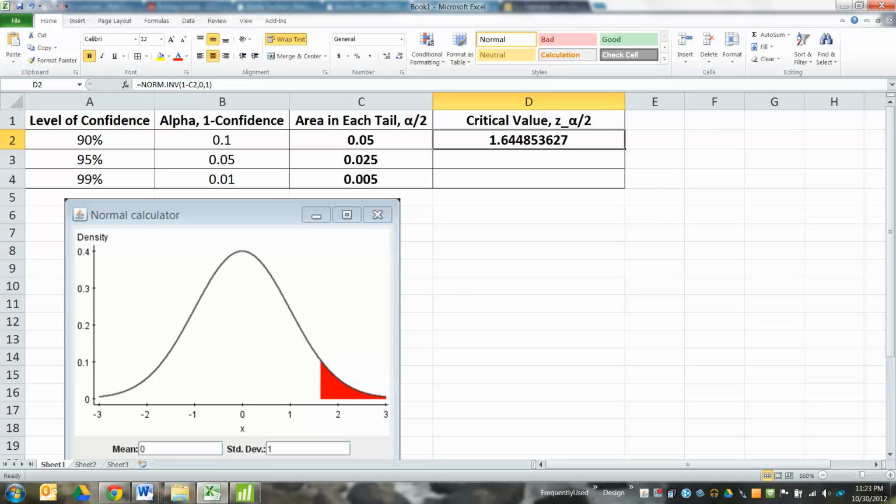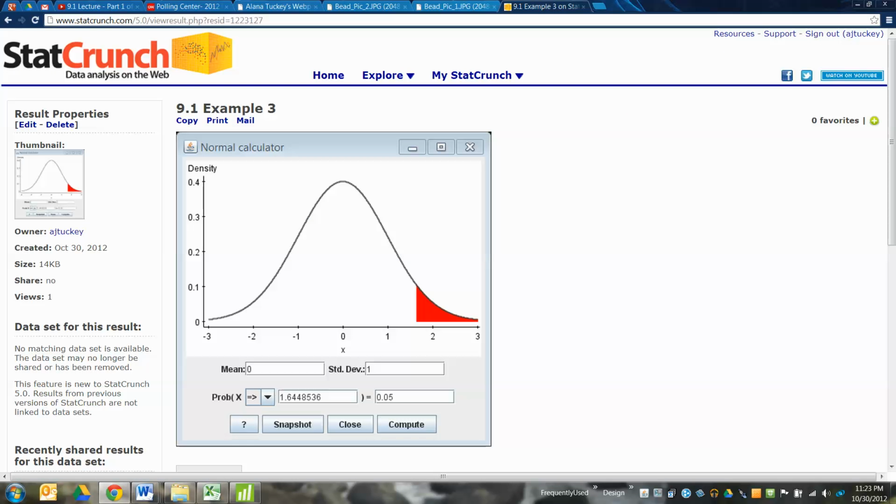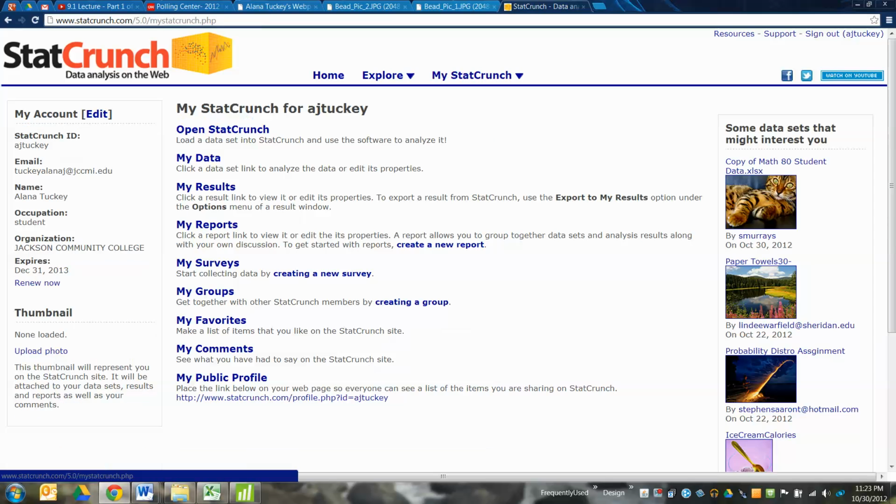And then because I did this craftily, I can just drag it down, and it found the others as well. And it's not a bad idea to find them with StatCrunch as well. So let me go back to my StatCrunch.